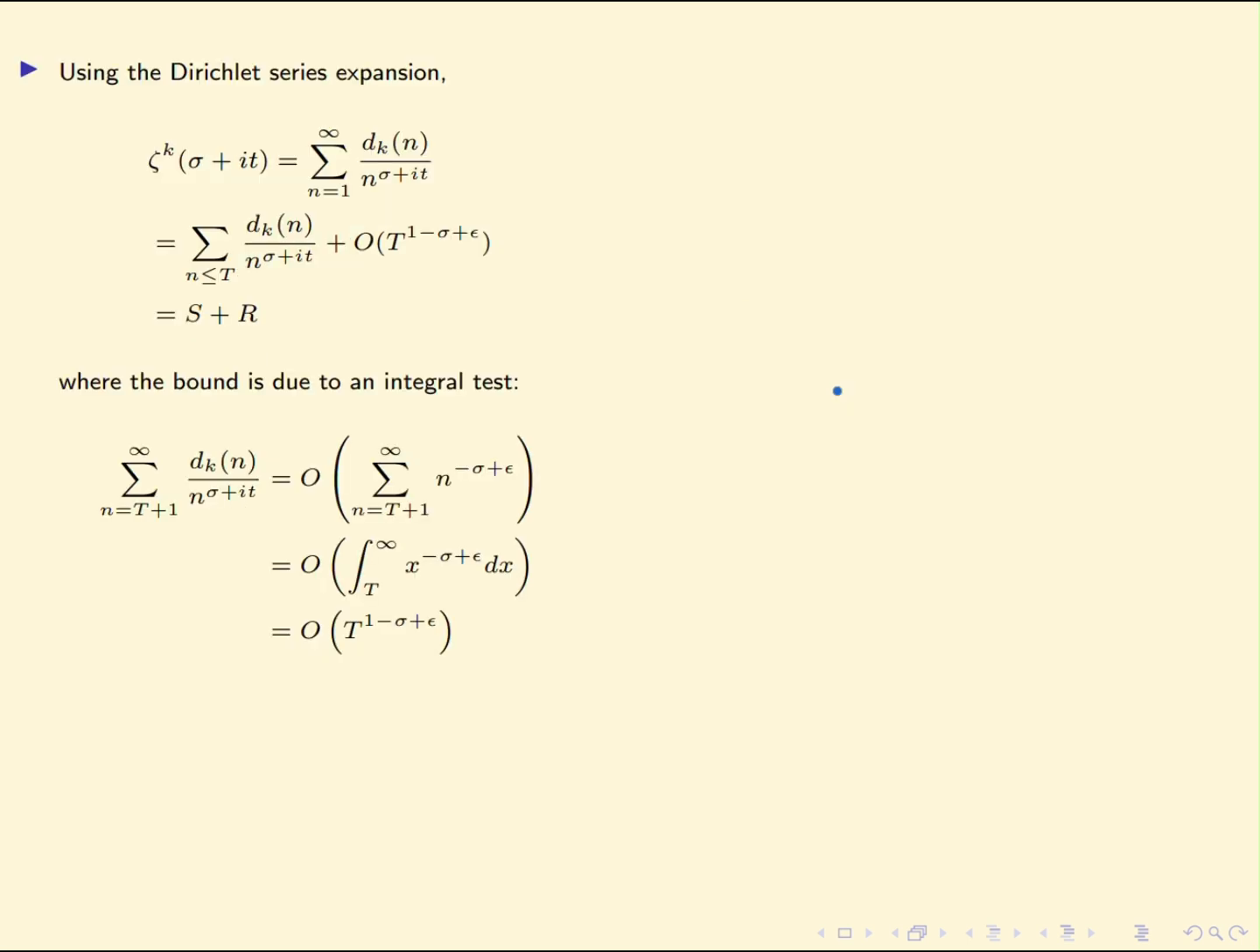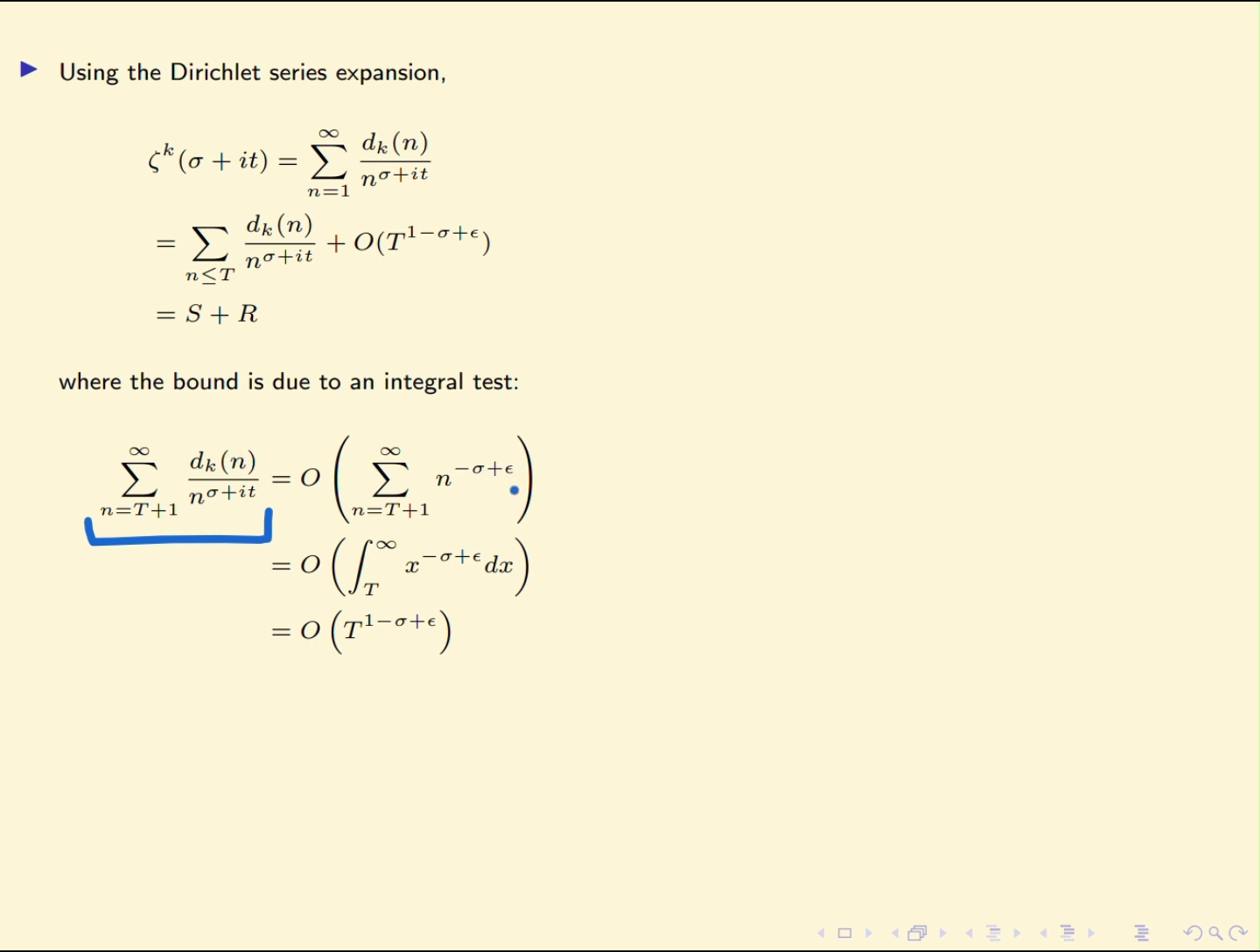Okay, so here's the start of the proof. We're going to use the Dirichlet series expansion. Remember, zeta to the kth power of sigma plus it is the sum from n equals 1 to infinity of d sub k of n over n to the sigma plus it. Now I'm going to split this sum into a finite sum and an infinite sum. The finite sum is where n is less than or equal to t, and the infinite sum is the sum from n equals t plus 1 to infinity of the same thing. Then, using the integral test that I mentioned, I'm listing out the explicit steps here. Remember that d sub k of n, we said before, is O of n to the epsilon for any epsilon greater than 0.